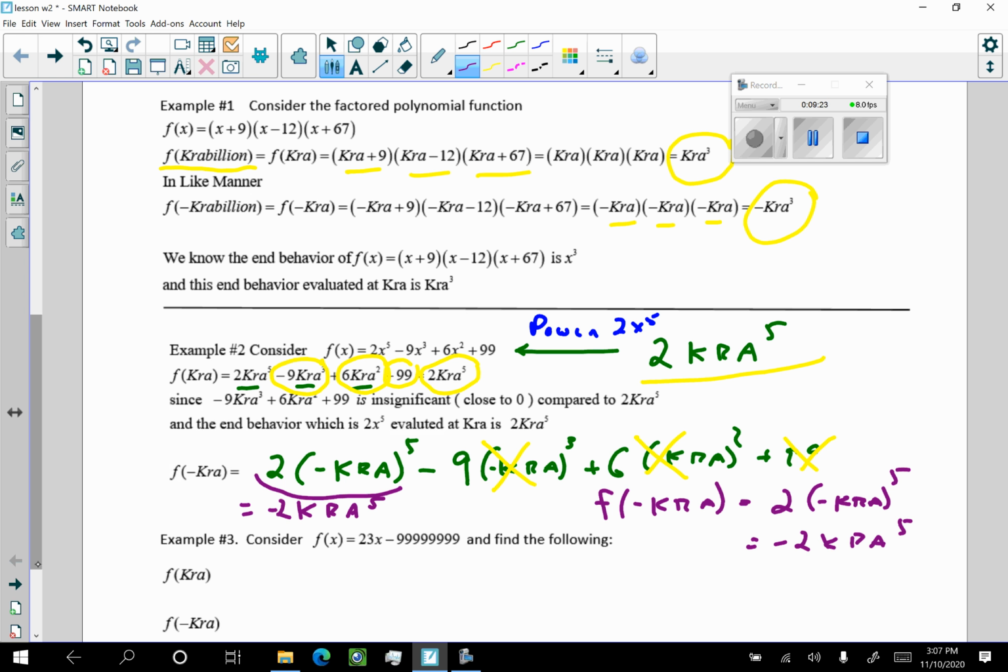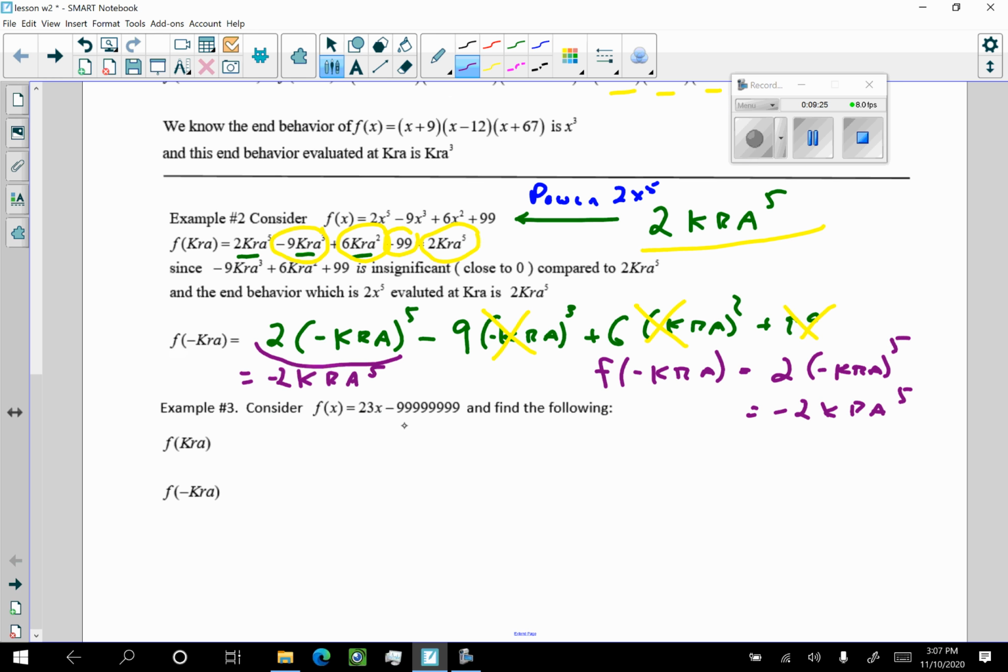Example number 3 before we get into rational functions. All right. What is f of kerbillion? Oh, f of kerbillion here is simply going to be 23 times kerbillion minus something that means little to next to nothing, insignificant. So that is just 23 kerbillion.